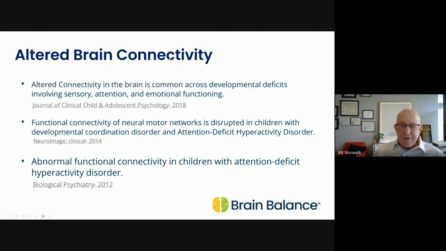Again, altered brain connectivity, again, not unique to autism. Altered connectivity in the brain is common across developmental deficits involving sensory issues, attentional issues, emotional functioning. This was published in the Journal of Clinical Child and Adolescent Psychology. Functional connectivity of neuromotor networks is disrupted in children with developmental coordination disorder, attention deficit disorder. Going back to that second slide, all of these different diagnoses have a commonality of altered connectivity and lack of coherence in brain development. Abnormal functional connectivity in children with ADHD was published in Biological Psychiatry in 2012.